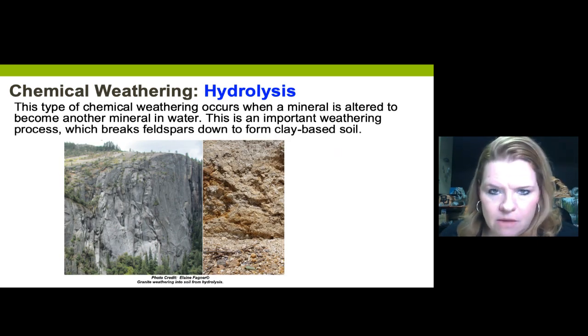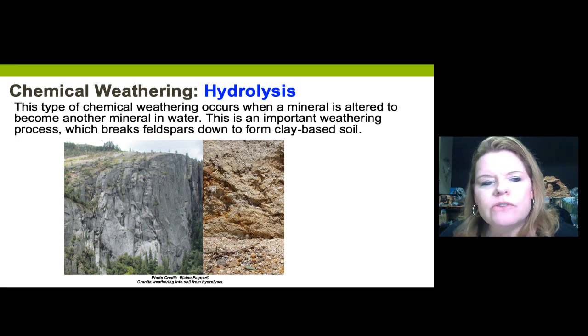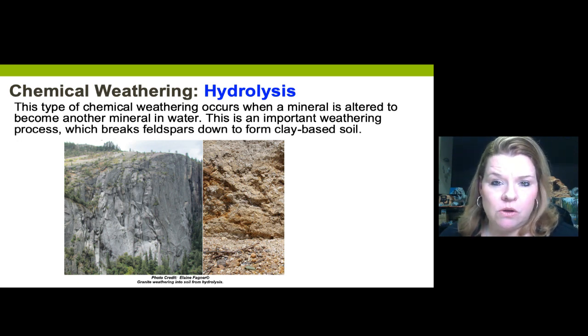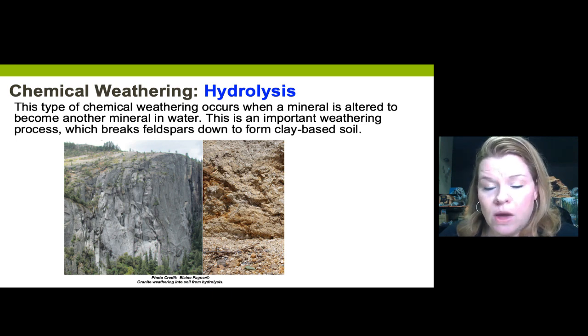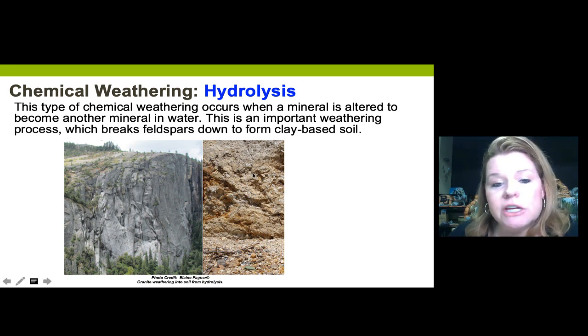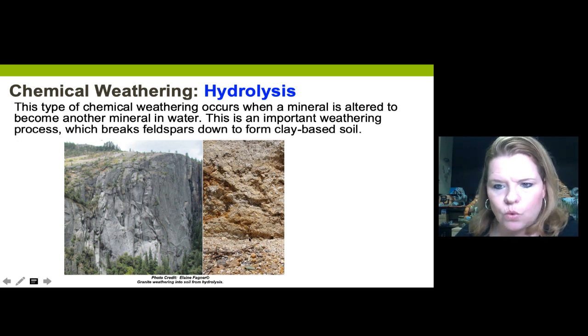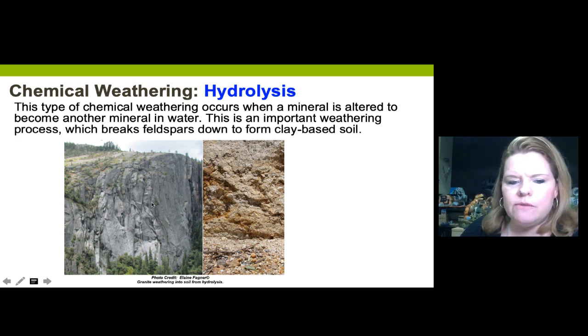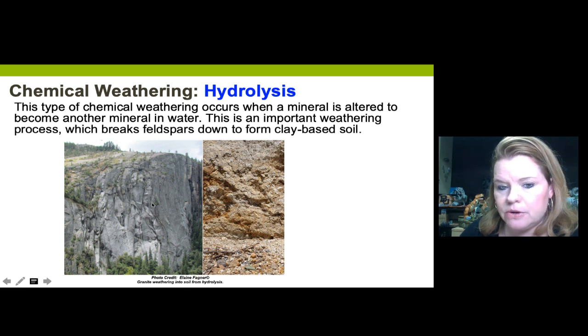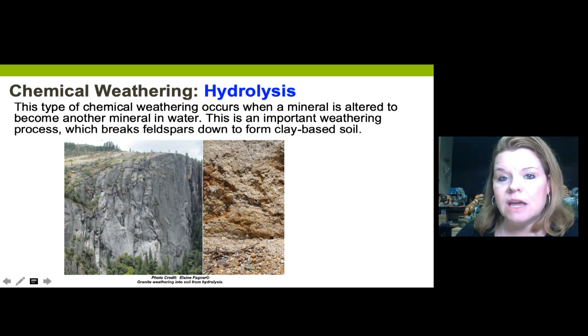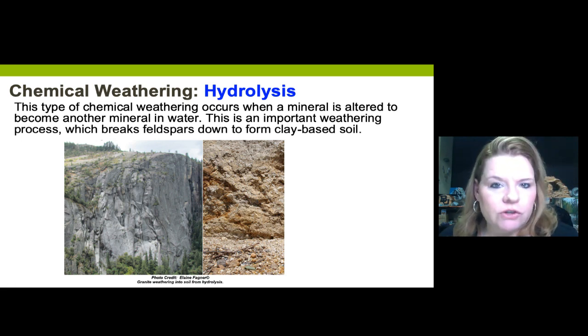Hydrolysis is a very common type of chemical weathering. This type of chemical weathering occurs when a mineral is altered to become another type of mineral in water. This is probably the most important way we make soil, especially from granites. As granite decomposes, the feldspars fall out and they make our clay-based soils. So this process of going from a rock that has feldspars, like igneous granite, and then it decomposes into this, is super important for formation of soils.